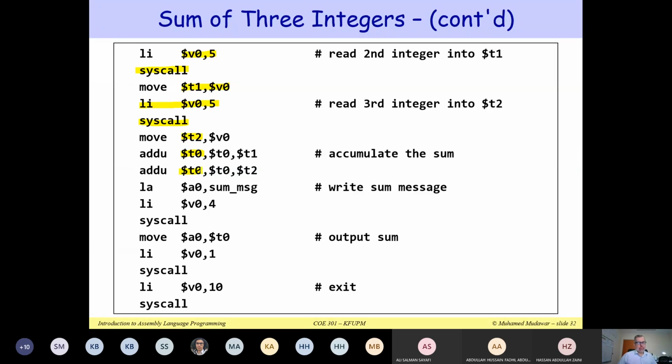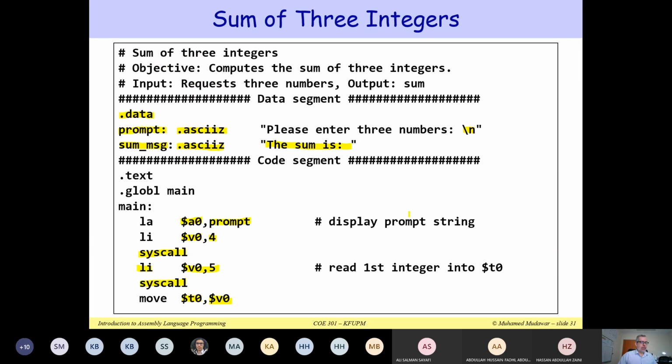Now what I would like to do is print the sum of these three integers. So I need to write some message. Before I print the integer, I'm going to print the string "The sum is". So this is my sum message. This is just a label, so we need to load the address of this label into a register.